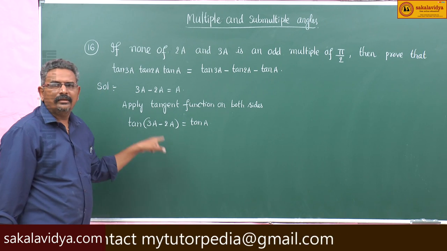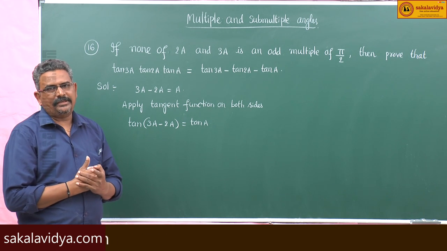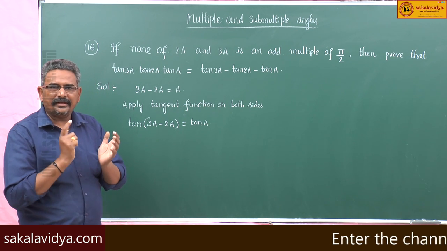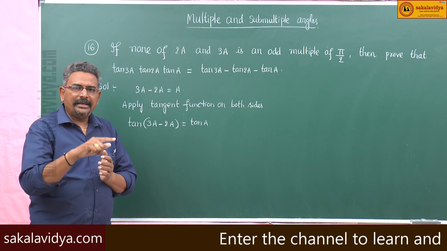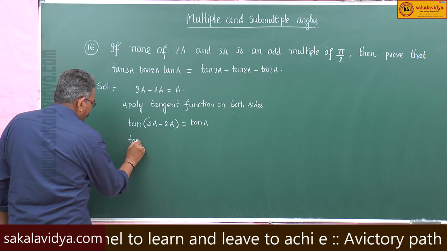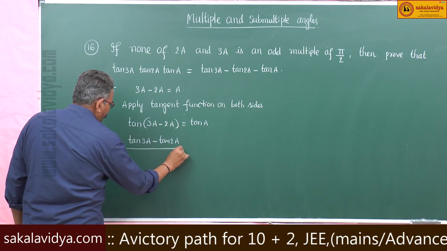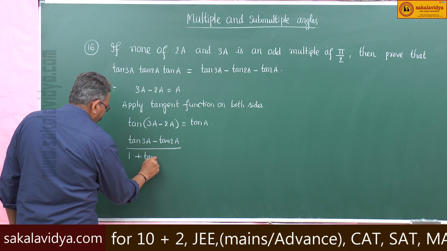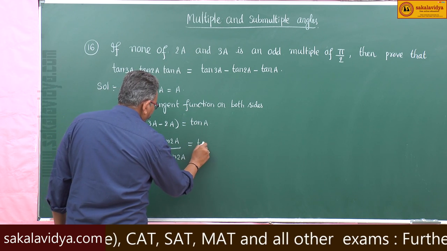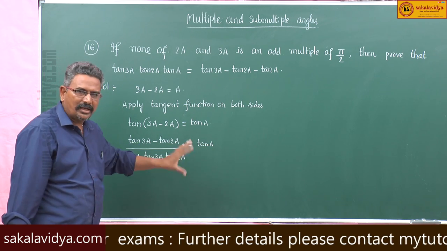Now it's very simple, tan of a minus b formula. So let us recall the formula. What is tan of a minus b? The tan of a minus b is equal to tan a minus tan b by 1 plus tan a tan b. So using that formula, this can be written tan 3a minus tan 2a by 1 plus tan 3a into tan 2a equals tan a. There is no other way, just cross multiplication takes place.